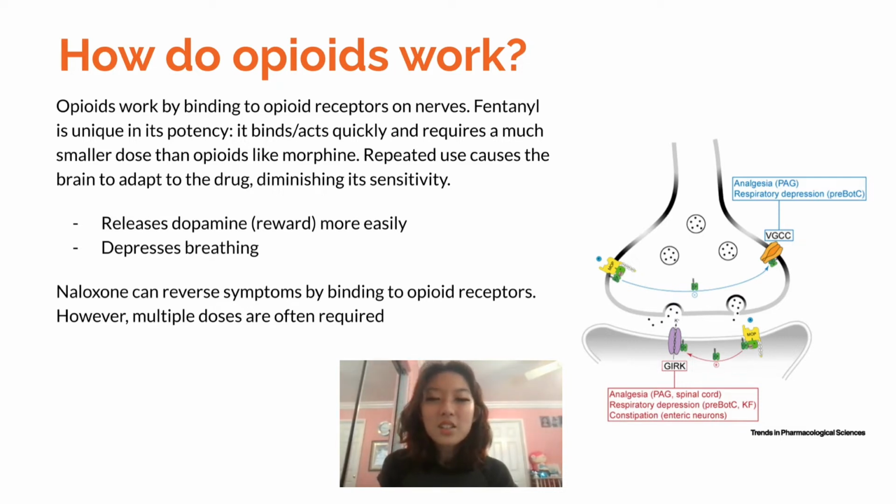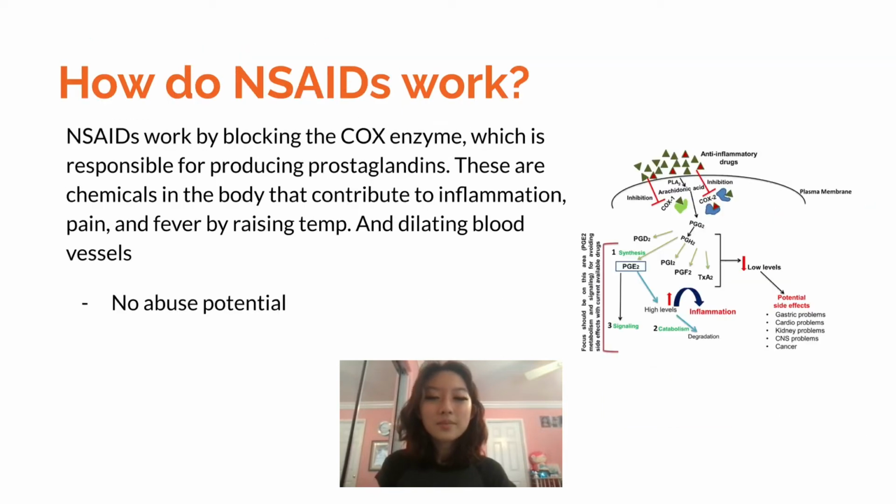In fact, research has shown that the risk of continued opioid use spikes at just 5 days, which is insanely fast. The problem with this is that one of the known effects of opioid use is that it depresses breathing, and in high doses it can cause you to stop breathing and suffer an overdose. Naloxone can reverse symptoms of opioid overdose by binding to opioid receptors and blocking its effects. However, multiple doses are often required.